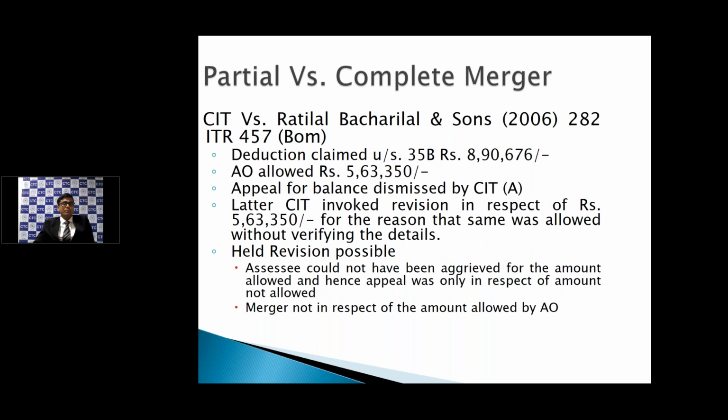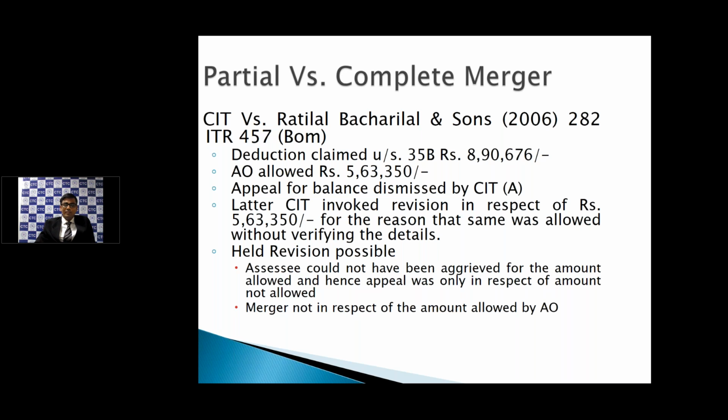A very good example is given in this 282 ITR 457 Bombay High Court. In this case, the assessee claimed a deduction under the old section 35B of some 8.9 lakhs. The AO allowed a deduction of 5.63 lakhs. For the balance amount, the assessee filed an appeal before CIT appeal, which was dismissed by CIT appeal. Later, the CIT invoked revision jurisdiction in respect of that 5.63 lakh, which was earlier allowed by the AO, but according to CIT, it was allowed without verifying the details, and therefore it had been wrongly allowed.